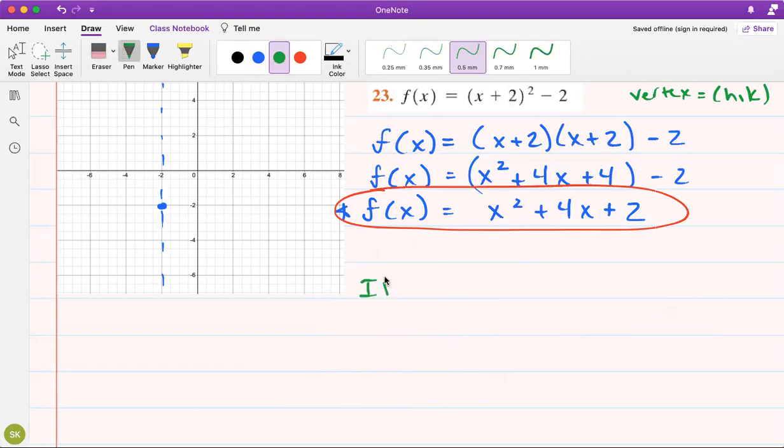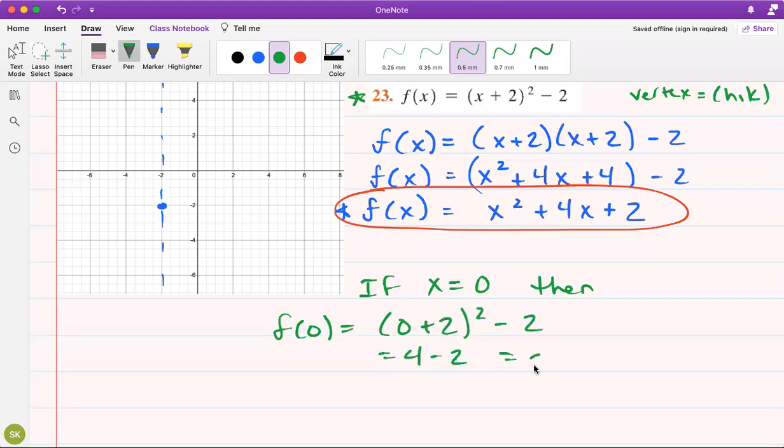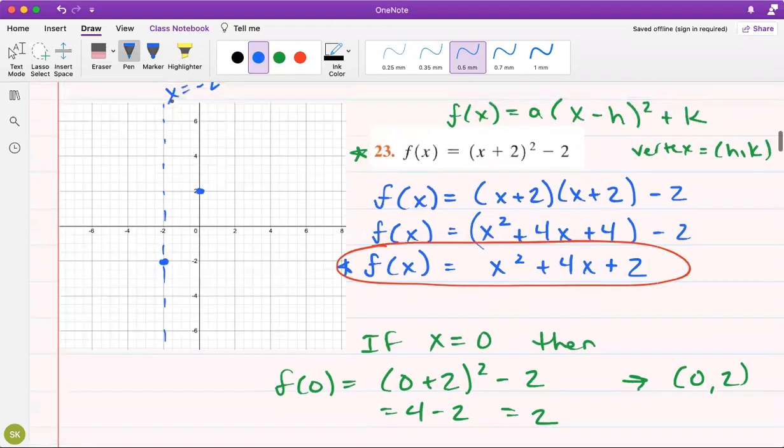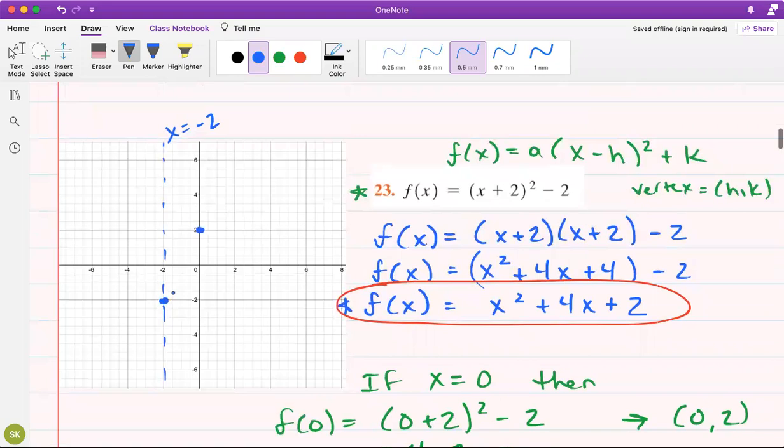So if x is equal to 0, then f of 0, I'm plugging that into this equation, you can plug in this one as well, is equal to 0 plus 2 squared minus 2, which is 4 minus 2, which is 2. So we have the point 0, 2 on the graph. So let's graph that. At 0, 2, here's the point. And because we have this axis of symmetry, we can go ahead and start sketching this graph. It looks something like this. And we're also going to have the point negative 4, 2.